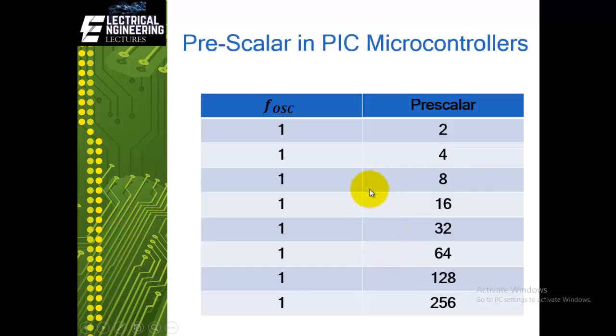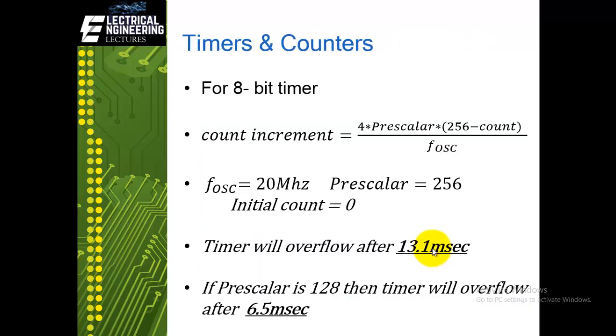These are the prescaler values which can be used in the microcontrollers. These are 2, 4, 8, 16, 32, 64, 128 and 256. This means that your clock frequency will be divided by these scaler values. So let us take an example. Again, for an 8-bit timer, the clock frequency, which is an external oscillator, is 20 megahertz, and if the prescaler value is 256 and the initial count is 0, then the timer will overflow after 13.1 milliseconds. Or you can say that it will take 13.1 milliseconds to count from 0 to its maximum value, which is 255. So what will happen after this time? An interrupt will be generated. If you enable the interrupt, the program will execute the interrupt routine after 13.1 milliseconds.